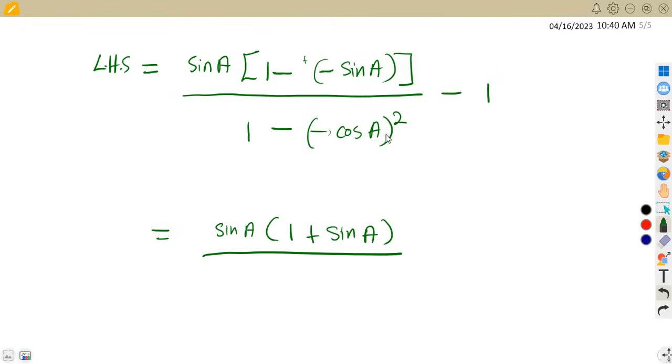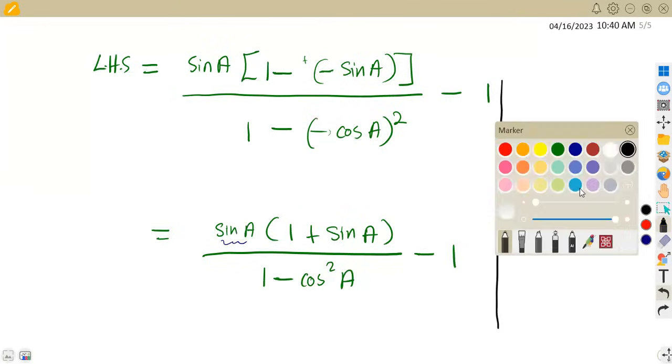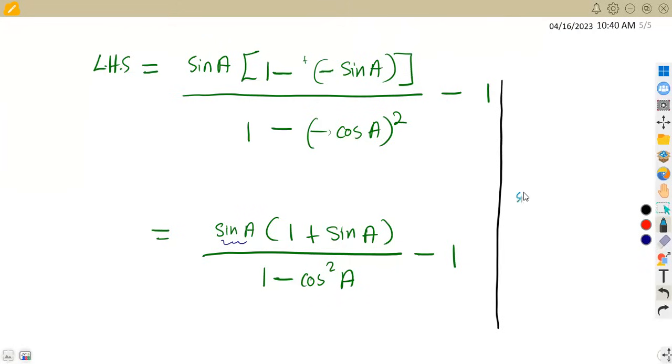Negative 1 when squared is a positive, so it is going to be 1 minus cos squared A minus 1. All right, so this is where we are now. If we check here, we've got something that we can relate in terms of sine, the cos here, so that maybe we can cancel with our sine here. So let's see how we can relate this to our sine. Remember from our identities that sine squared A plus cos squared A is equal to 1, whichever way you want to write it.